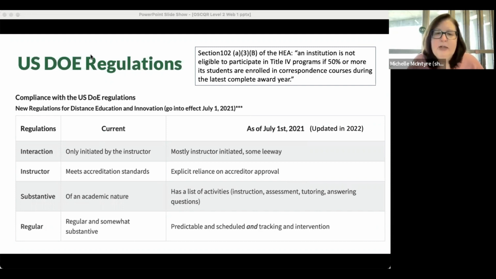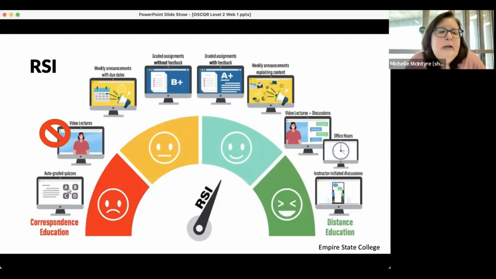The government retracted everything, because over the years this has been very vague, and only recently, updated in 2022, have we got a really clear regulation of what RSI really means for us. So now we're really seeing an impact, and we need to make sure that our courses have RSI in them and qualify. And so we're going to talk about that a little bit more here. So here is by Empire State College.